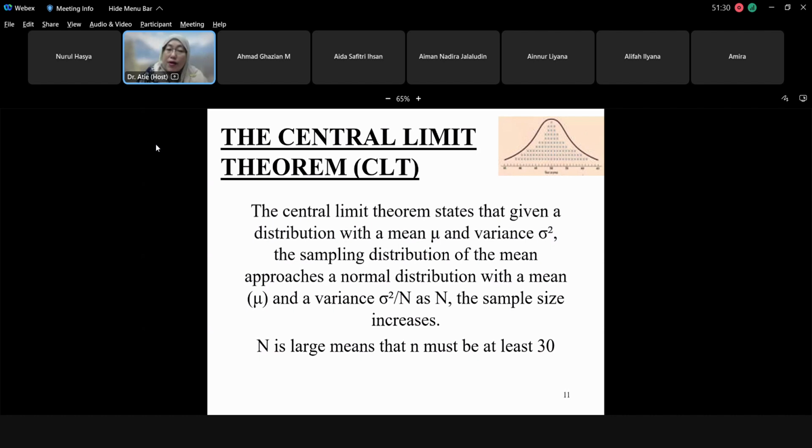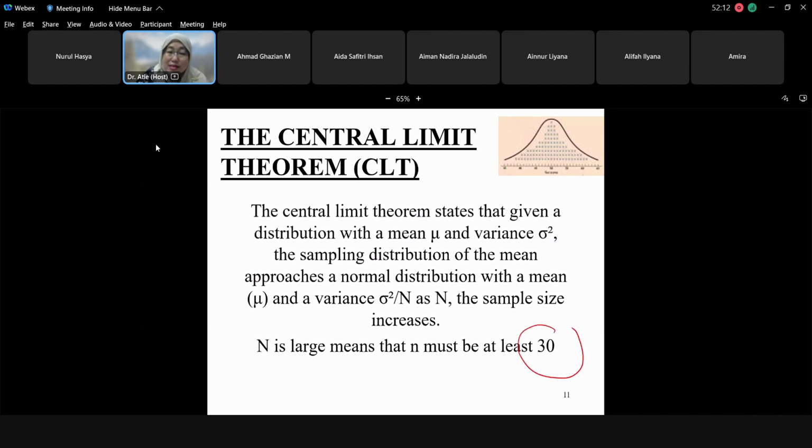A very popular foundation of sampling theory is actually based on this theorem, which is called the central limit theorem. I know when you read this one, you won't really understand what it means. But it says that in order for you to have a normal distribution for your data, your sample size should be at least 30, right?